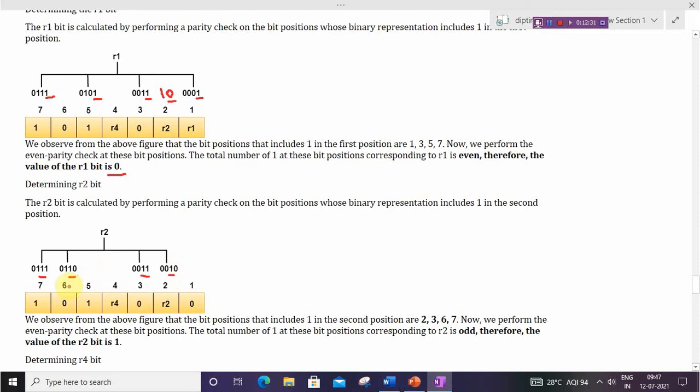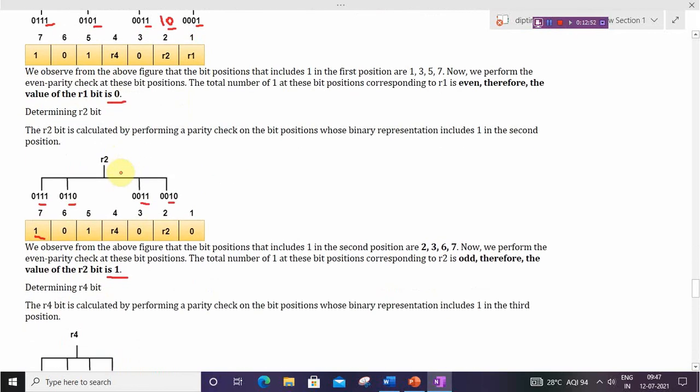So now let us calculate R2. Here 7 is 1, 6 is 0, then 3 is 0, and 2 will be a single 1. So R2 will be 1 because here there is an odd number of 1s. So R2 will be 1. Here R1 equal to 0.